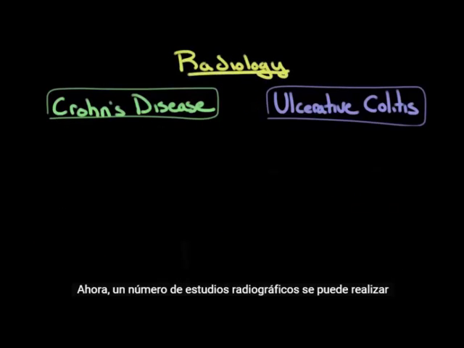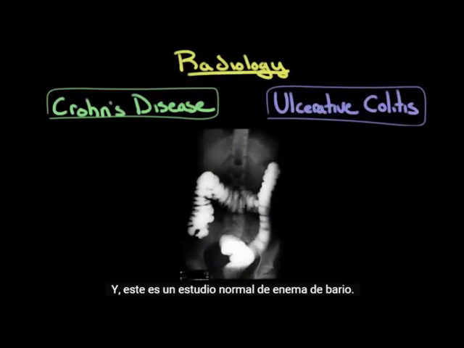Now, a number of radiographic studies can be performed to aid in the diagnosis of Crohn's disease and ulcerative colitis, including CT and MRI. However, one of the studies that's used is something known as a barium enema. Now, barium is a contrast dye that is inserted through the rectum into the intestines, and as it fills up the intestinal lumen, an X-ray is taken to look at the abdominal cavity. And this is a normal barium enema study. You can see a nicely outlined large intestine.